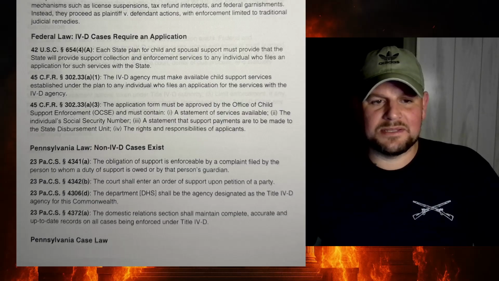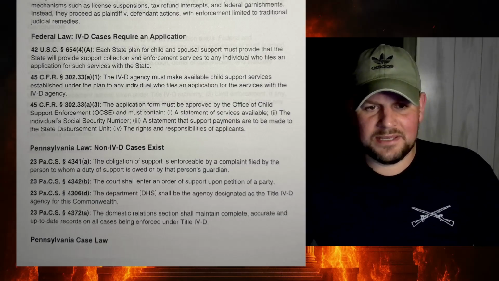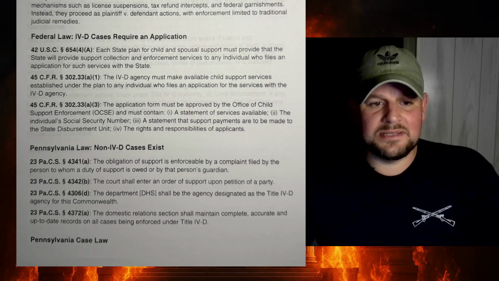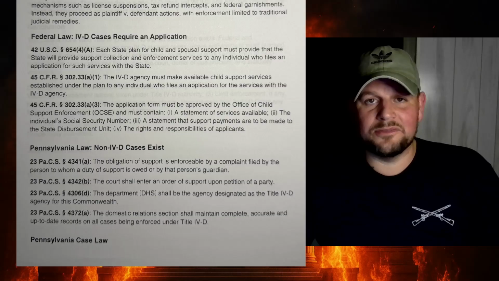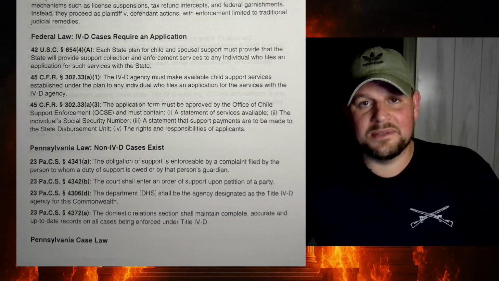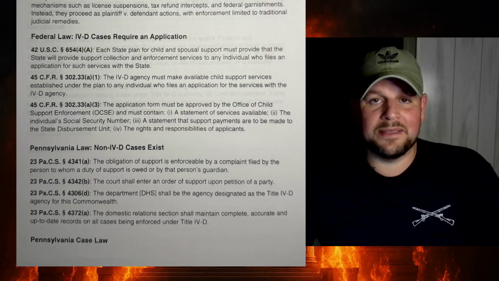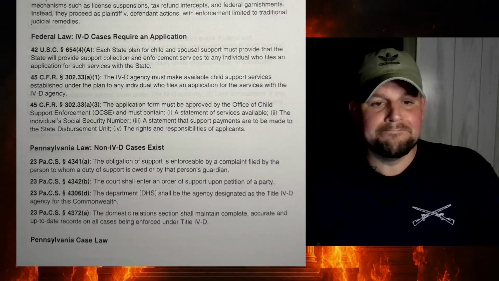23 Pennsylvania CS subsection 4306 Delta. The Department DHS shall be the agency designated as the Title 4D agency for this Commonwealth, meaning they are supposed to have the valid Title 4D application in their files if it existed. Remember, guys, I told you I sent a Right-to-Know request demanding proof that a 4D application exists, or send me the actual copy of the application. And they sent me two letters back stating there is nothing on file that they could give us.